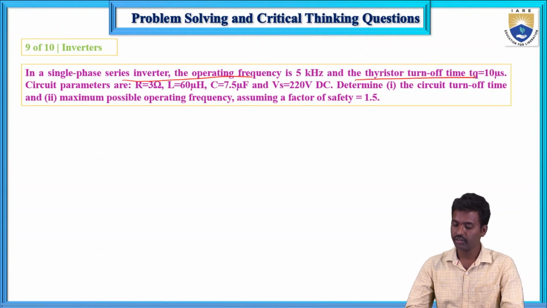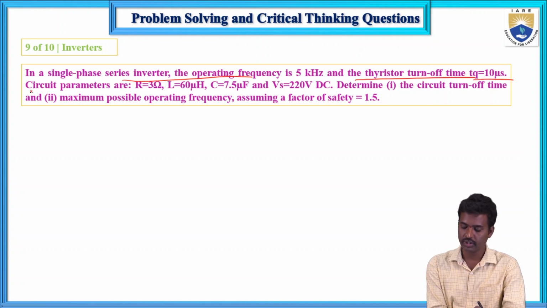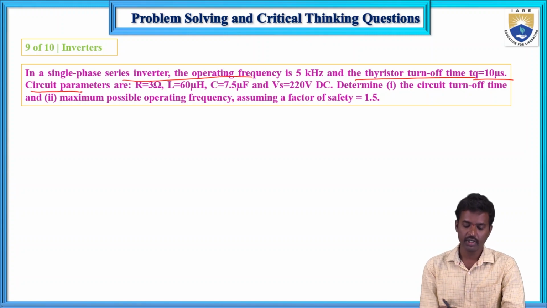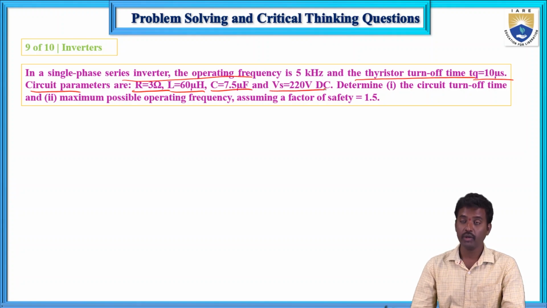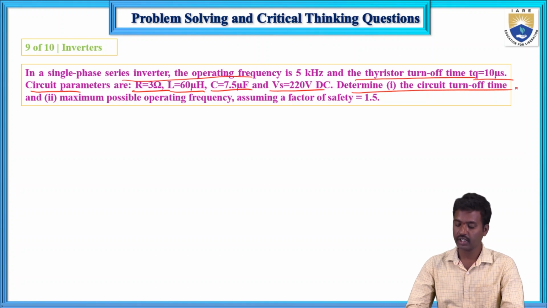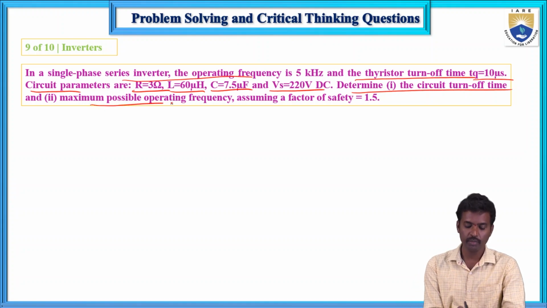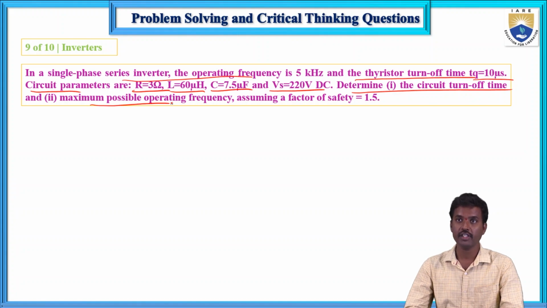the thyristor turn off time TQ equals 10 microseconds. Circuit parameters: R equals 3 ohms, L equals 60 microhenries and C equals 7.5 microfarads, and the supply voltage is 220 volts DC. Calculate the circuit turn off time and the maximum possible operating frequency, assuming a safety factor of 1.5.